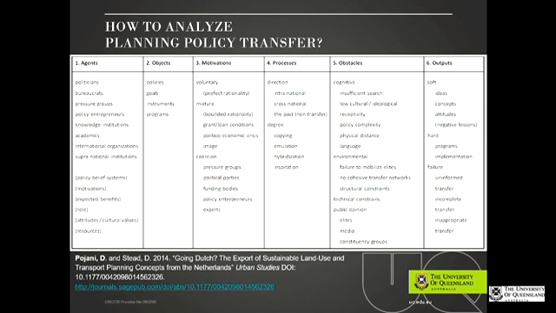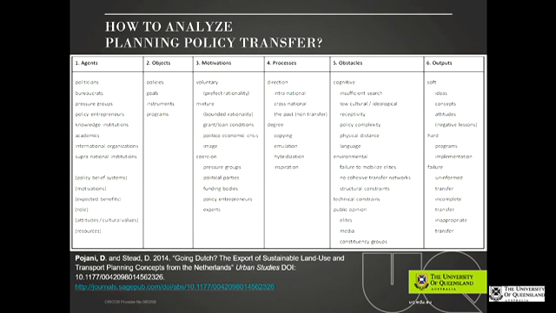So I've put up here one framework that I've used in the past, and I've used it in this article called Going Dutch, the export of sustainable land use and transport planning concepts from the Netherlands. But then, again, this is not a case where I've just come up with this framework from scratch. This is also based on another framework that was prepared by these two other authors called Dolowitz and Marsh. I think both their first names are David. I'm not sure. But they have proposed a more expanded version of this. We contracted it a little bit in this article, and so it has these seven elements.